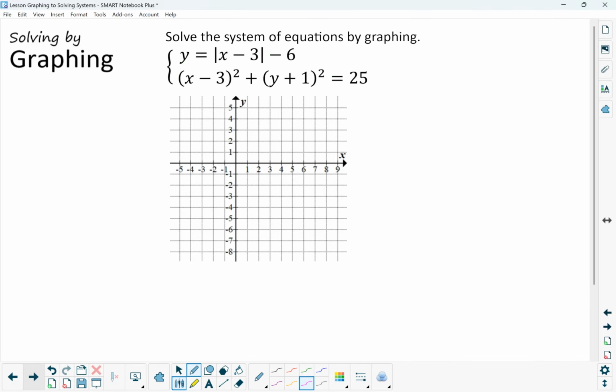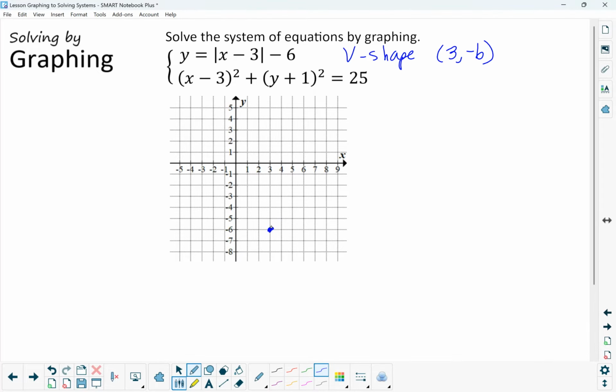Okay, here is another system. We want to solve this system by graphing. So our first graph shape, we have absolute value bars, so that's going to be a V shape. And the vertex of this V shape is at +3, -6. So the x value that makes a 0 here is +3, -6. 3, -6 is right here.